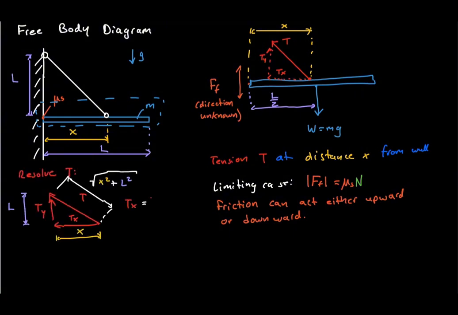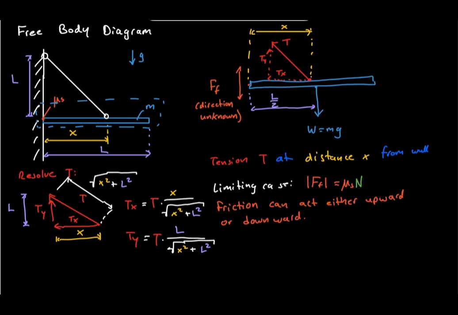Next, consider the cable geometry. The horizontal distance from the wall to the attachment point is x, while the vertical distance to the upper cable support is equal to the bar length. We could calculate the tension magnitude and its angle, but there is an easier approach. We will work directly with the horizontal and vertical components of the tension.